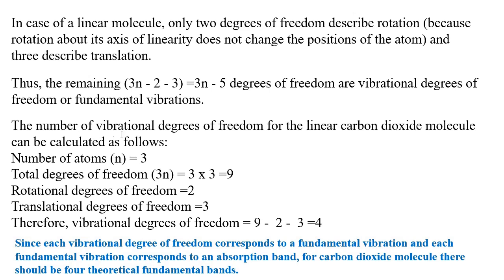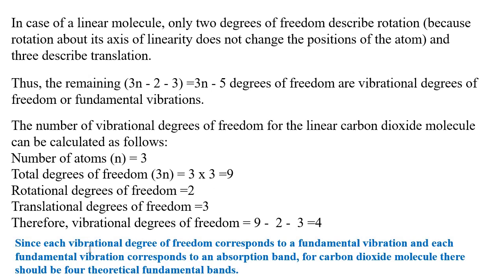For example, the number of vibrational degrees of freedom for the linear carbon dioxide molecule can be calculated as follows. Carbon dioxide is a linear molecule having 3 atoms, 1 carbon and 2 oxygen. Total degrees of freedom 3 into n, that is 3 into 3, is equal to 9. Rotational degrees of freedom, being a linear molecule, is 2. Translational degrees of freedom 3. Therefore, the vibrational degrees of freedom 3n, that is 9 minus 2 minus 3, is equal to 4.